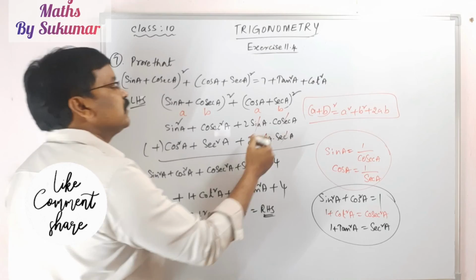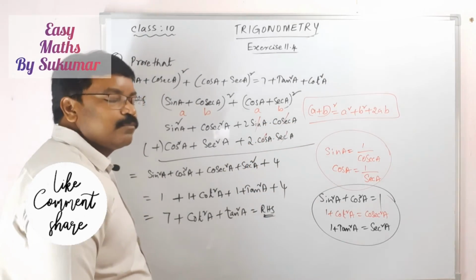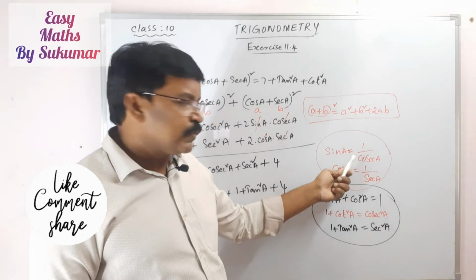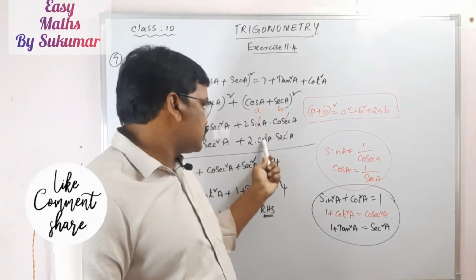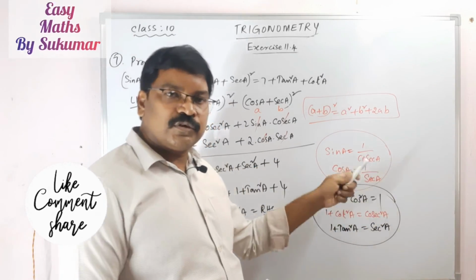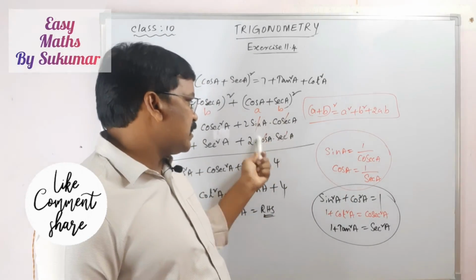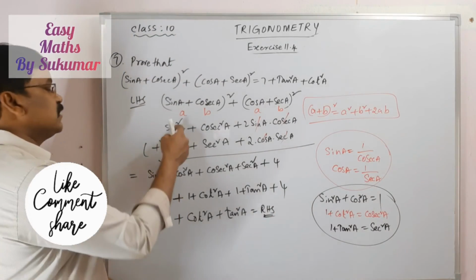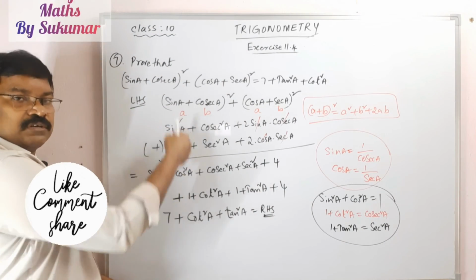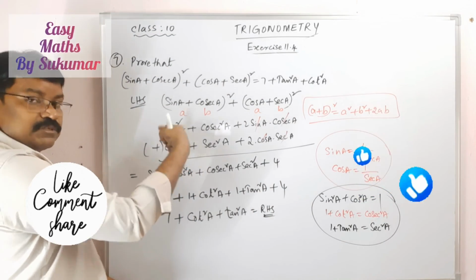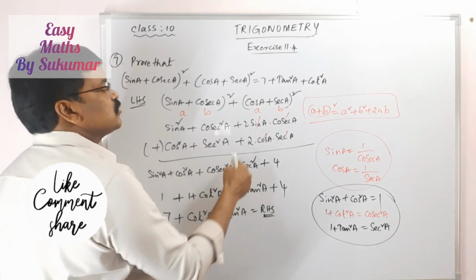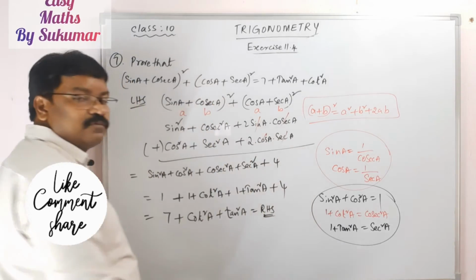Now, my dear students, here sin a cosecant a, cos a secant a both get cancelled. But don't forget to write the reason here. Sin a means 1 by cosecant a, cos a means 1 by secant a. So, from this reason, we can cancel cos and secant, sin and cosecant, right? Now, here sin square a plus cos square a, just the first terms in the first and second rows. Here, second terms cosecant square a plus secant square a. Plus 2 is plus 4.